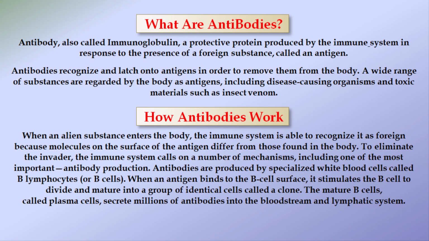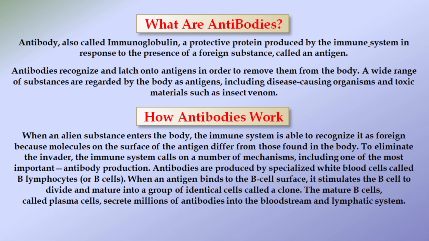When an alien substance enters the body, the immune system is able to recognize it as foreign because molecules on the surface of the antigen differ from those found in the body. To eliminate the invader, the immune system calls on a number of mechanisms, including one of the most important, antibody production. Antibodies are produced by specialized white blood cells called B lymphocytes or B cells.